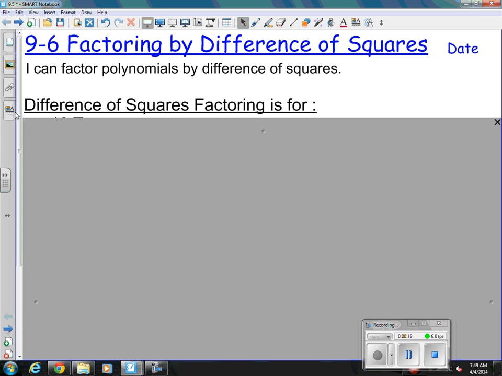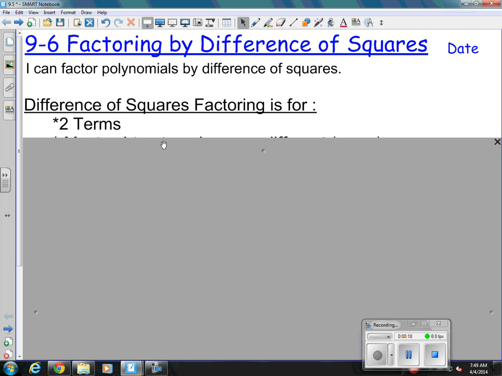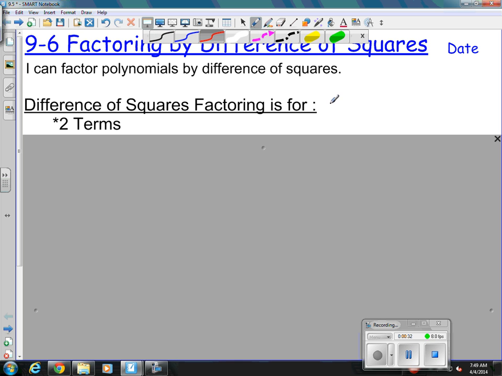Now, difference of squares factoring is for two terms, like how GCF is for any number, grouping is for 4, DOS is for two terms. A lot of times when I'm talking about difference of squares, because it's a long name, I'll just call it DOS. That way, it's a little bit shorter to say, and also whenever we write out what type of factoring we need to do, DOS is easier to write than difference of squares.